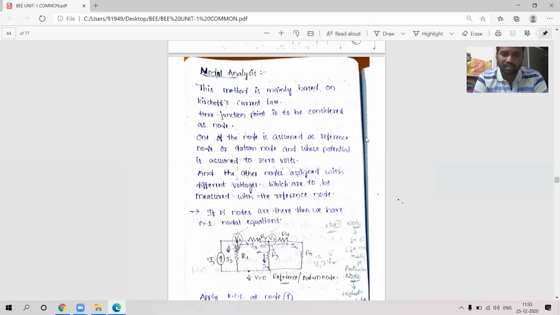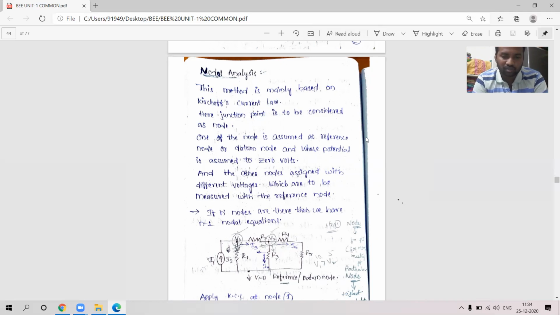First thing, I already mentioned that you have to follow KCL. Second thing, you have to consider each junction point as a node. You have to identify the nodes first. Don't forget, I mentioned in the statement that every junction point is a node. So in the nodal analysis technique, we need to consider the junction points as nodes. Nodal means nodes. So first you have to identify the nodes.